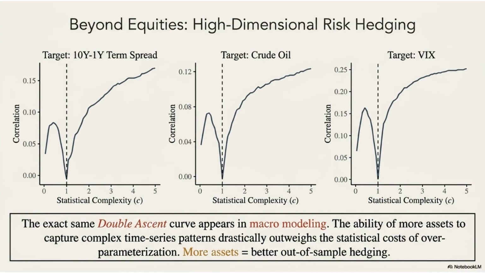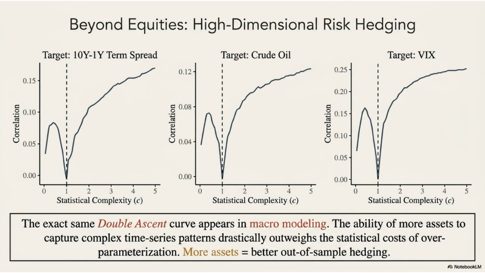But the paper pushes this beyond just building portfolios of stocks, right? They apply this high-complexity theory to macro-risk hedging. Oh, this is one of my favorite parts. Yeah, so for you listening, suppose an institution wants to immunize itself against a shock in crude oil prices, or a sudden spike in the VIX volatility index, or even shifts in the 10-year to 1-year Treasury term spread. Hedging is fundamentally an exercise in correlation mapping. You are trying to construct a sub-portfolio of assets that reliably mirrors the target risk, allowing you to offset your exposure.